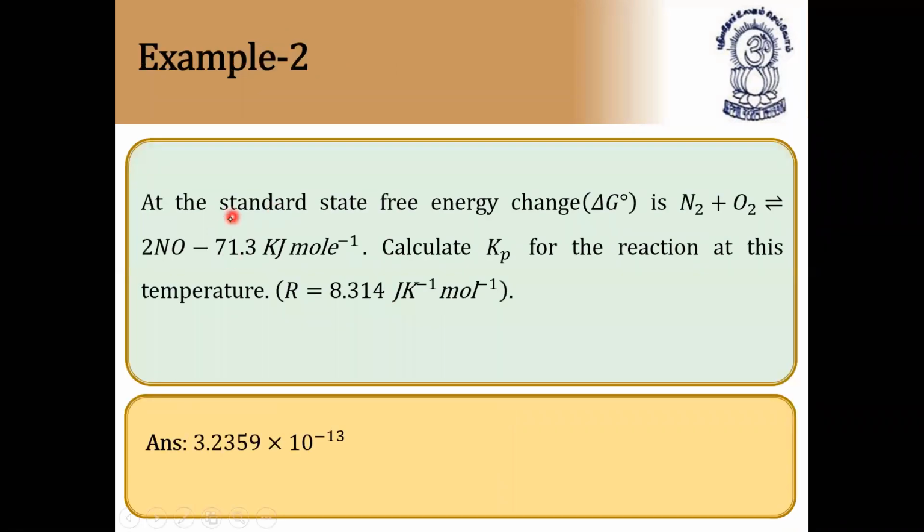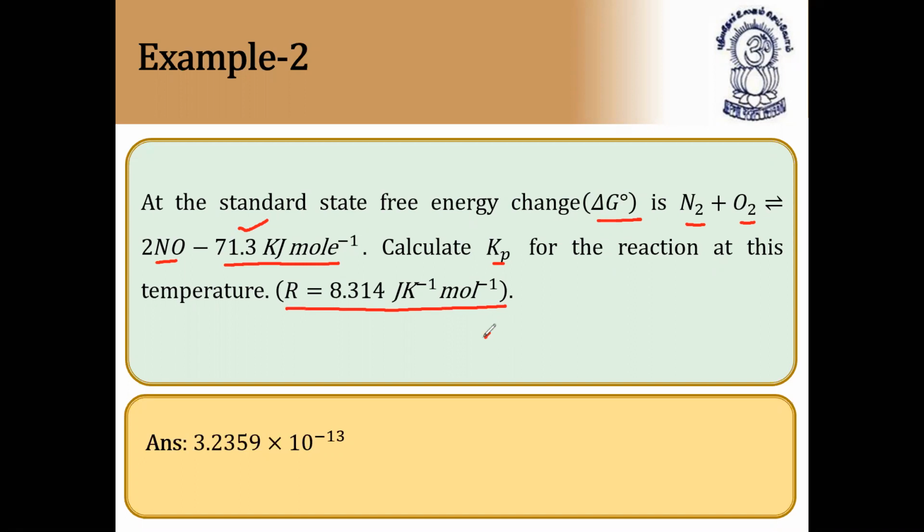Example 2 now. At the standard state, the free energy change delta G for the reaction N2 plus O2 gives 2NO is minus 71.3 kilojoules per mole. They have given the delta G value, minus 71.3 kilojoules per mole. Calculate Kp for this reaction at this temperature. So they're asking us to find the Kp value. Kp or Kc is the same.